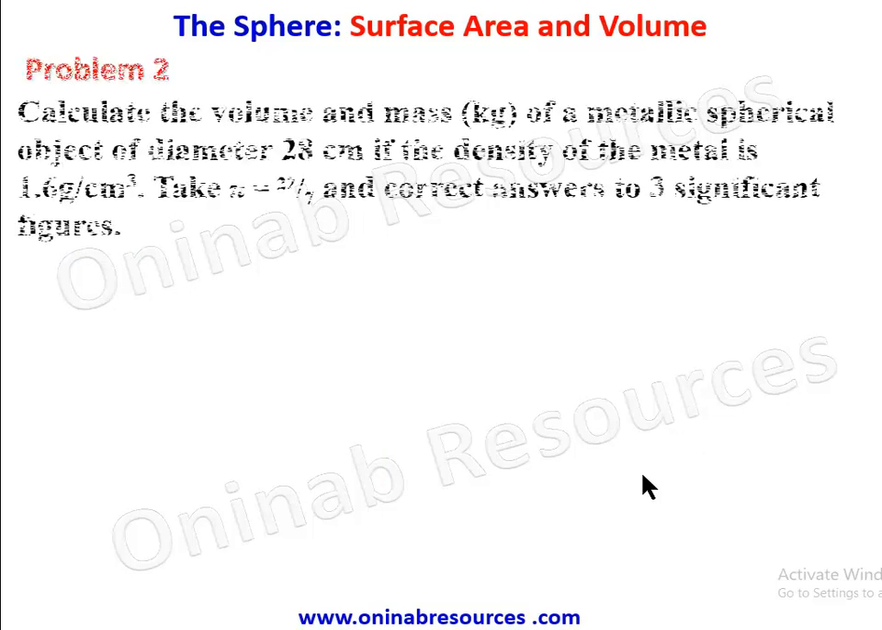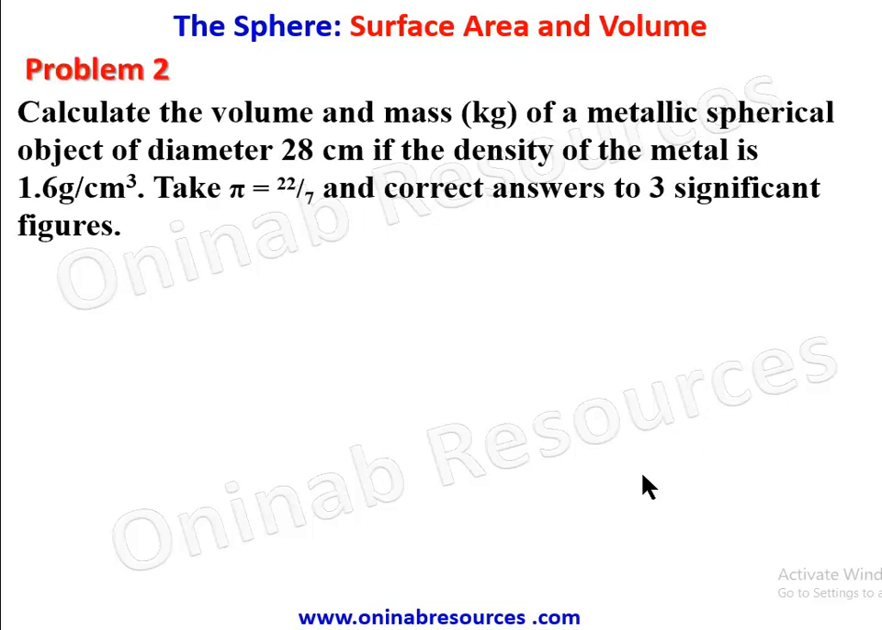So we go to problem 2. For problem 2, calculate the volume and mass in kilograms of a metallic spherical object of diameter 28 centimeters if the density of the metal is 1.6 grams per cubic centimeter. Take pi equal to 22 over 7 and give answers to 3 significant figures. In the solution, we have to calculate the volume first. From the volume, we already know that mass is volume times density.